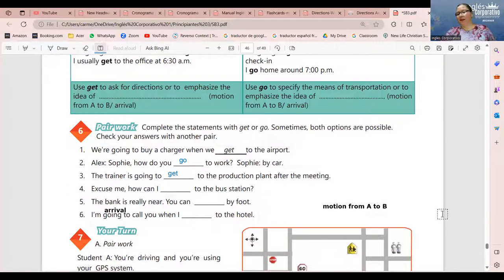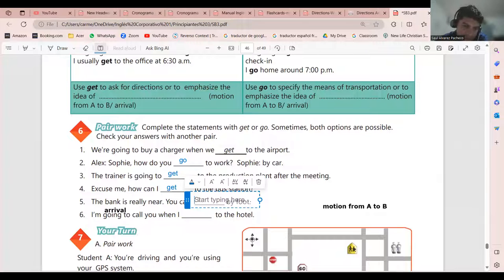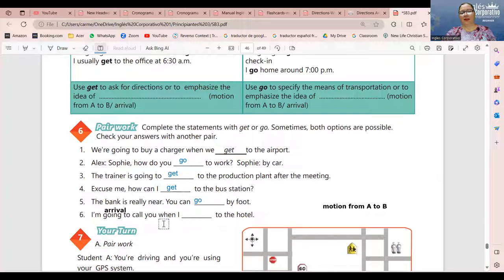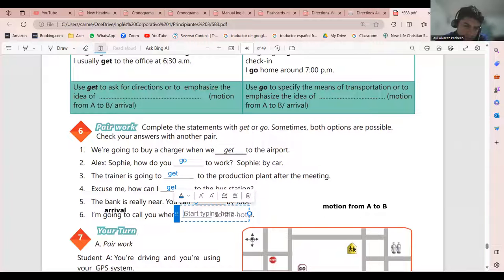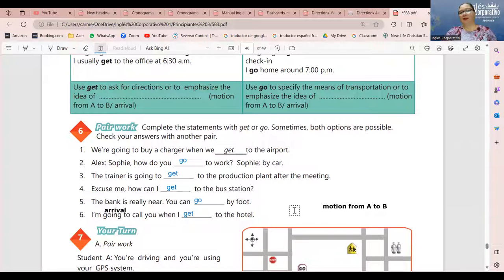Number four. Excuse me, how can I get to the bus station? Mm-hmm. Number five. The bank is really near. You can go by foot. You can go, right? And number six. I'm going to call you when I get to the hotel. Okay, there you are. Right when I get, right when I put the first foot over there, I will call you, right? So, yes. Is there any questions so far?